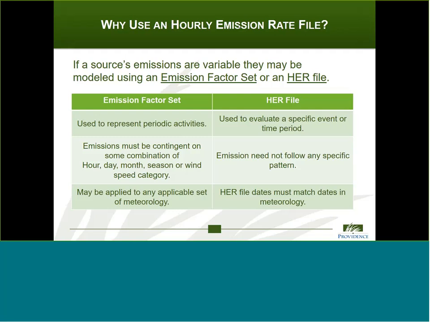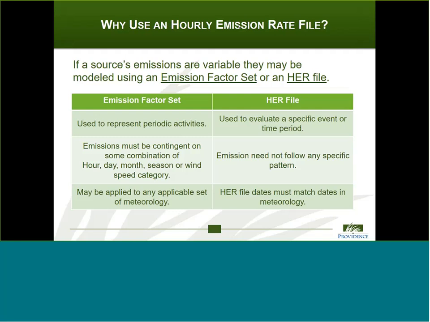If whatever event you're modeling has nothing to do with what hour of the day it is or what the season is or what the wind speed category is, then you'll need to be looking at an hourly emission rate file. An hourly emission rate file is used to evaluate a specific event or a specific time period. It doesn't necessarily need to be a short time period. It could be anything from 1 hour to 10 years of data, but it is for a specific hour or 10 years of data. It's not for any given hour.